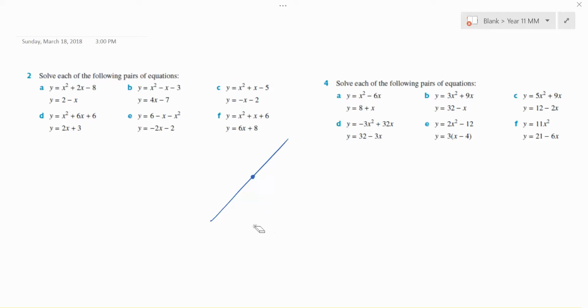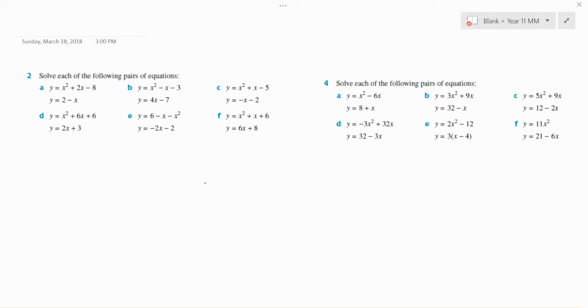So what does that entail? It means that you can have potentially two intersections, so 1 and 2, that's 2 points of intersection, or you might have one intersection with a parabola and a straight line, or you potentially might not have any intersections at all. So your goal is to equate and solve.